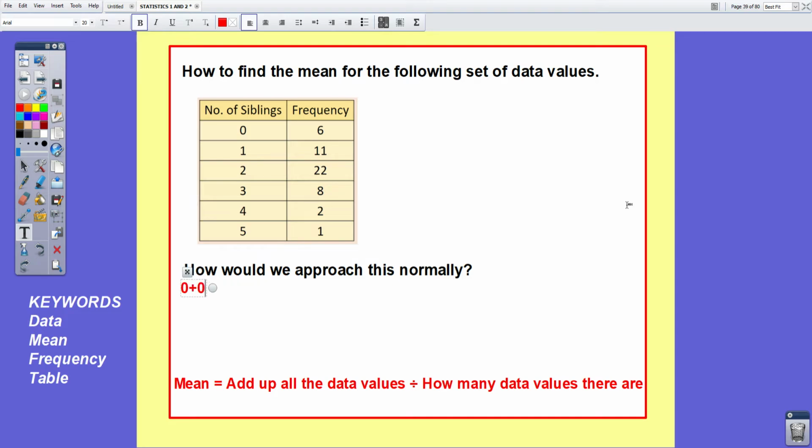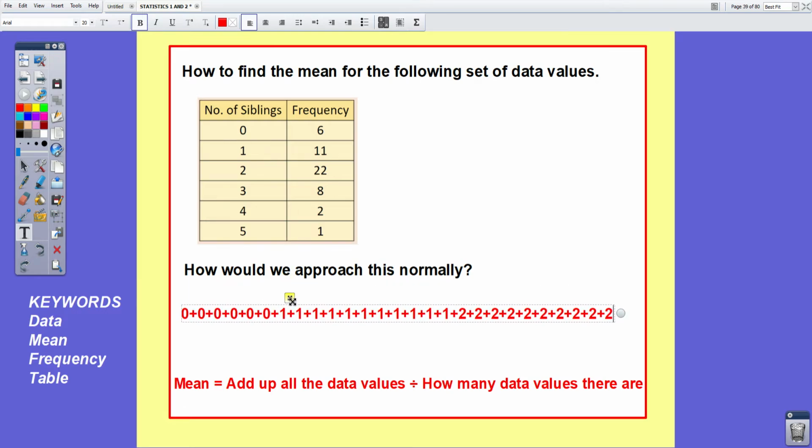0, add 0, add 0, add 0, add 0, add 0. There's 6 zeros. And then we've got 11 ones. Add 1, 2, 3, 4, 5, 6, 7, 8, 9, 10, 11 ones. Add 22 twos. 1, 2, 3, 4, 5, 6. Dear me, I'm starting to run out of patience with this already, and I've still got loads more to add together. That is starting to look like a long, lengthy task. There must be a simpler way of doing it.